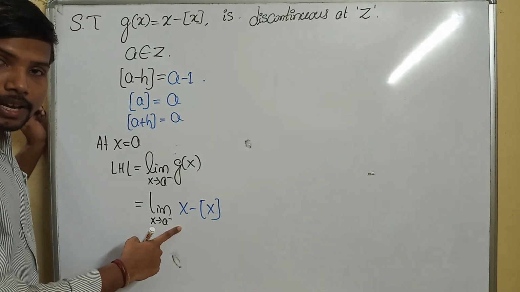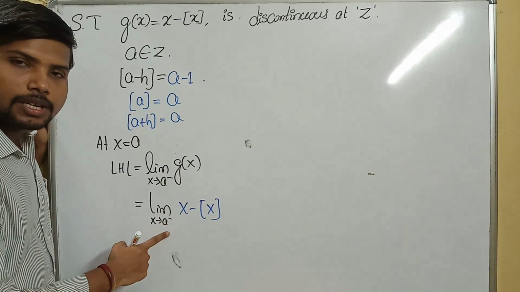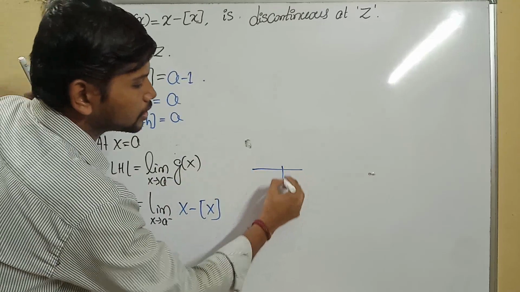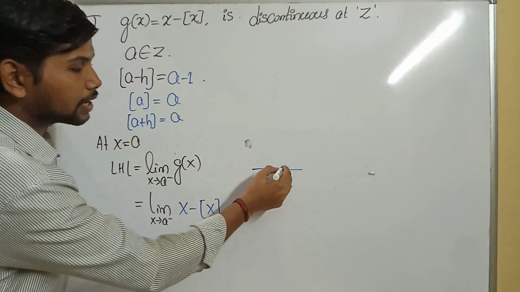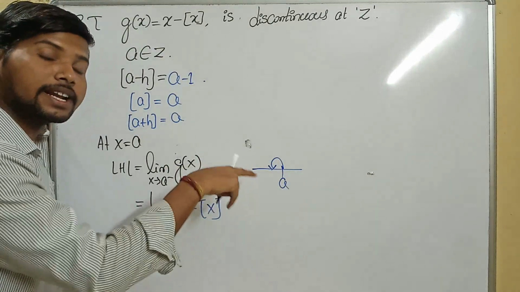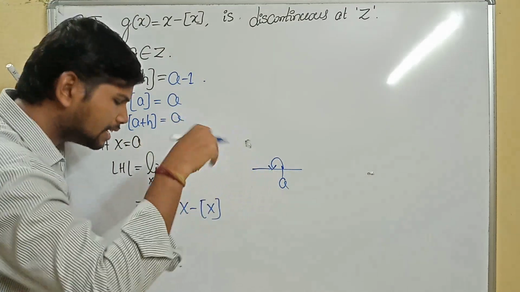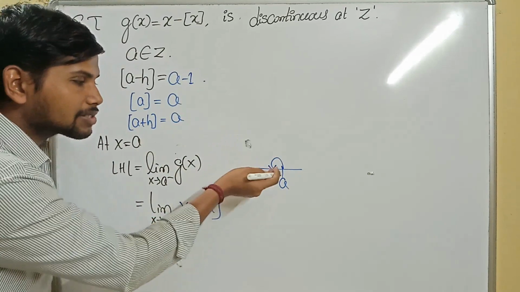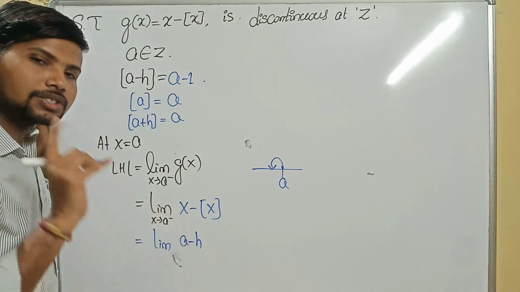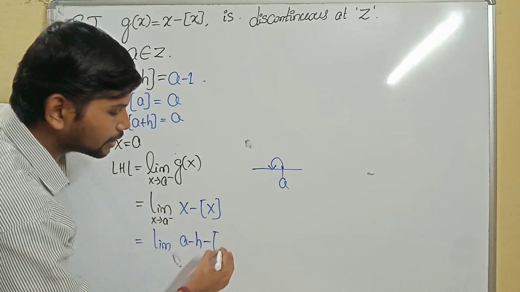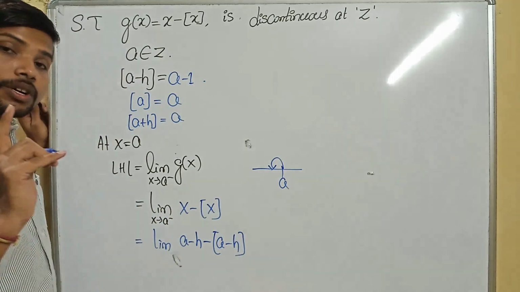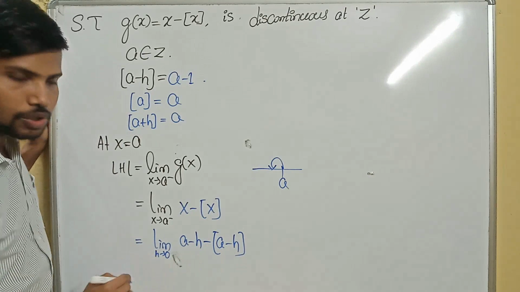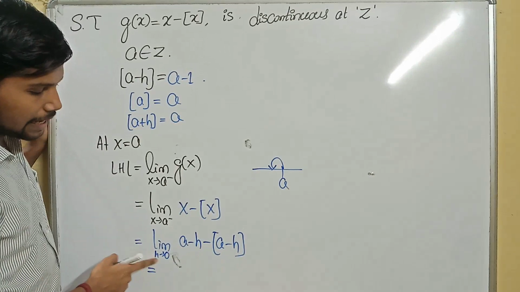After this, x tends to a minus. What is the meaning of a minus? It is very simple. a minus means the left point of a. x is tending towards a, but it is to the left of a, so a small height is subtracted. I write the limit as it is, with x replaced by a minus h, minus the greatest integer function of a minus h. Here h is very small, h tending to 0. Now apply the limit as h tends to 0.